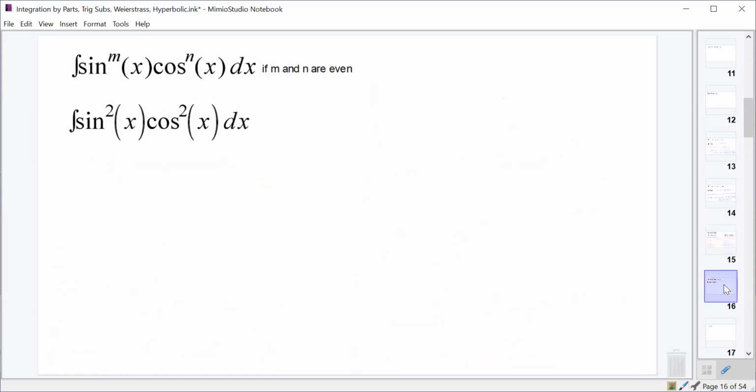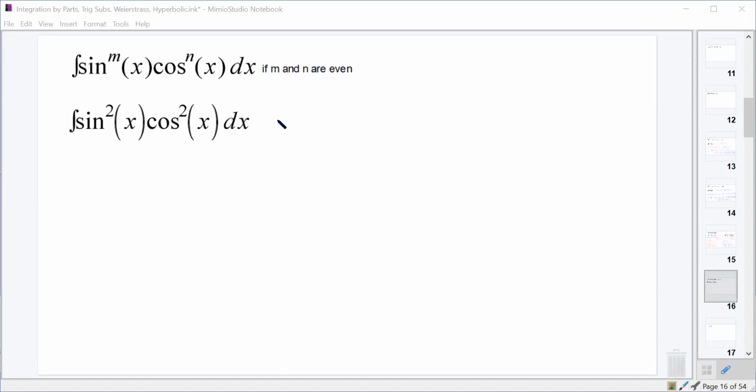Excellent. All right, what if they are both even? What are we going to do? If they're both even, what should we do? I don't know what you mean by split the cosine. You're saying make it cosine times cosine? If we make it cosine times cosine, there's not going to be a u sub. So yeah, we're going to need to use the power reducing formulas.